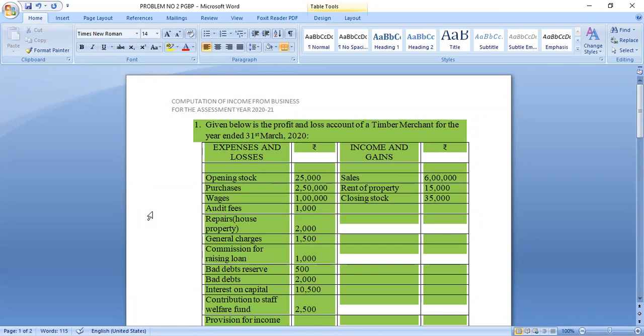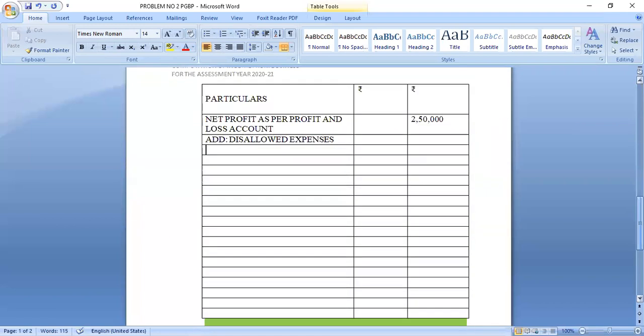Then repairs, he has given repairs for house property. It is not related to the business. You're doing repairs for house property, so it is not concerned with the business. So enter here, repairs, and write in brackets, he is doing repairs for house property. Personal, or it comes under income from house property. That is not taken there because it is disallowed, not related to the business.